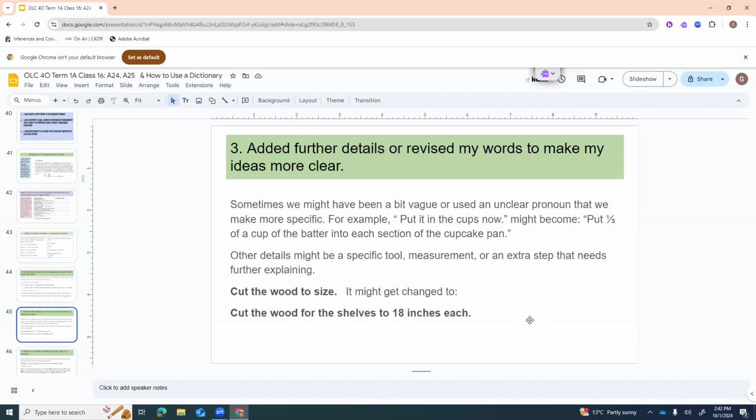Things like, put 1/3 of a cup of the batter into each section of the cupcake pan. It's the same step, but you become much more detailed. You might add things about a specific tool, a measurement, an extra step. So, if I said cut the wood to size, you might know what that means, but maybe I need to be more specific for the reader. Cut the wood for the shelves to 18 inches each.